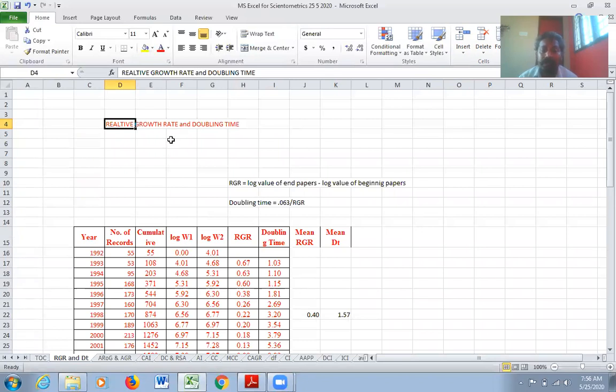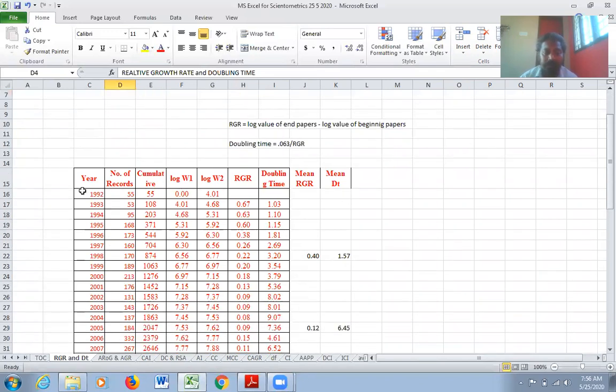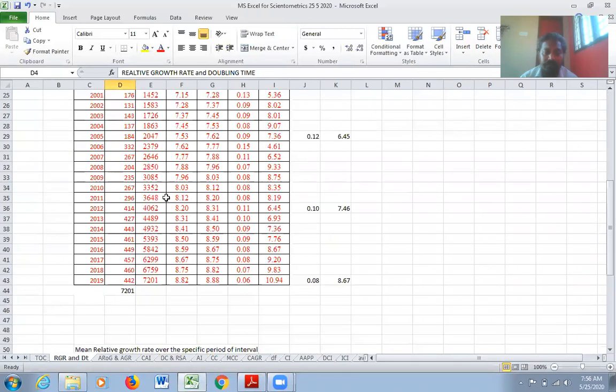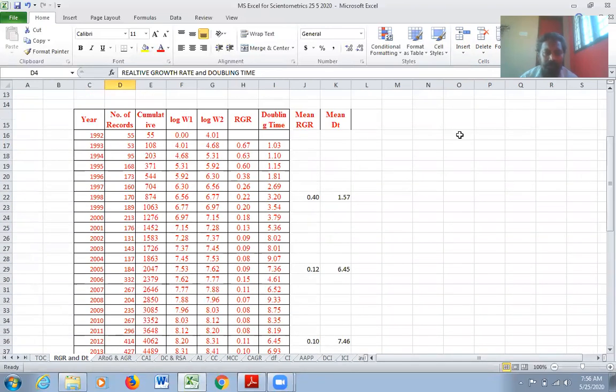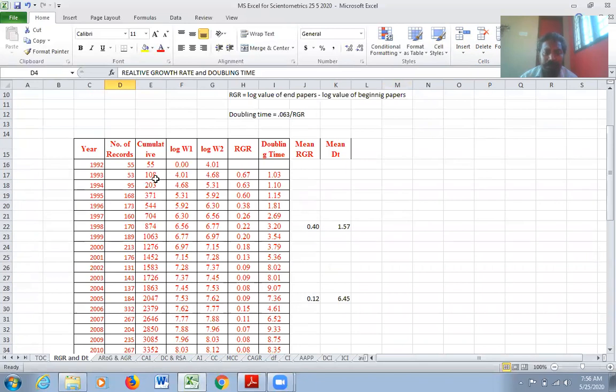Relative growth rate, RGR, and doubling time is a very popular scientific indicator which you find in almost all research works. And here it shows the yearly publications. I got data for 20 years or something like that. This is the cumulative publications. So for 1990 it is 55, for 1993 it is 53. Cumulative says that at the end of the first year I have 55. At the end of the second year I have 108. How? 55 plus 53, 108 I have.